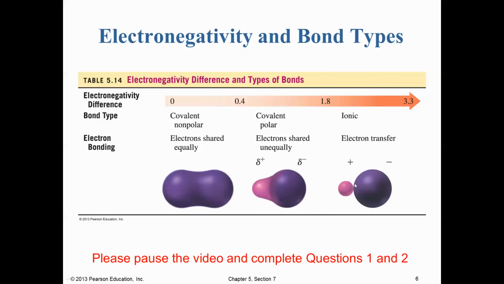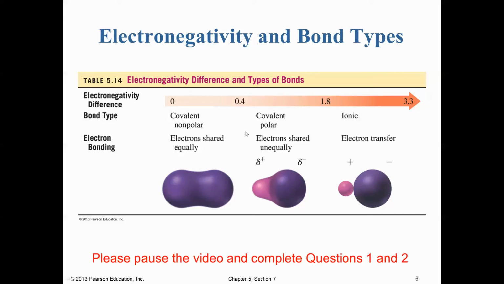So you can see there's not any sharing here. These look like they're overlapping each other. That's how we share the electrons, as we overlap the atoms. But these actually look like hard spheres next to each other, and that's meant to show that we're not sharing electrons between these. So I'd like you to pause the video and please complete questions 1 and 2 in the activity.